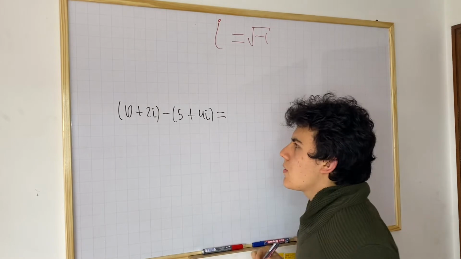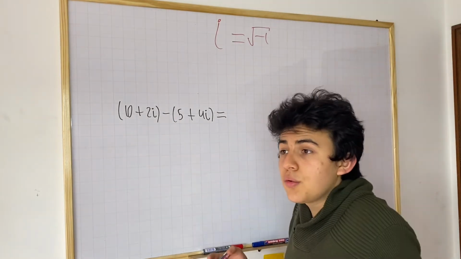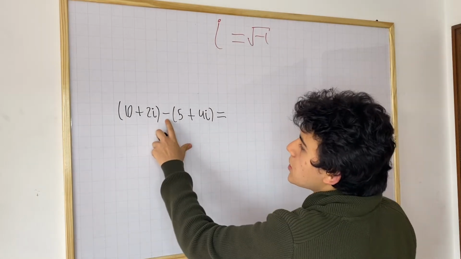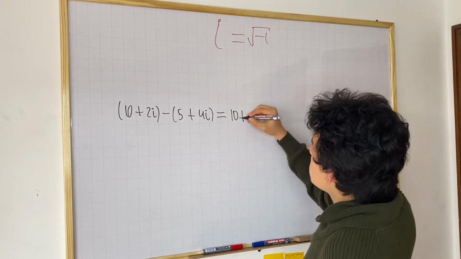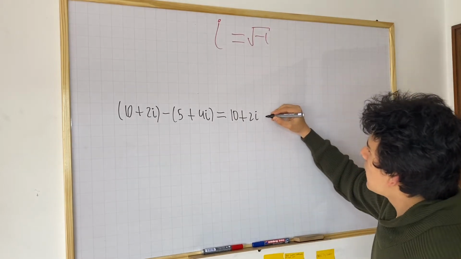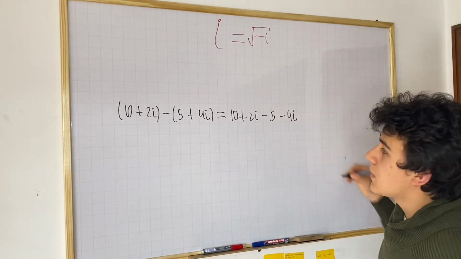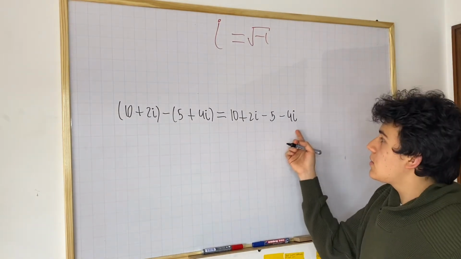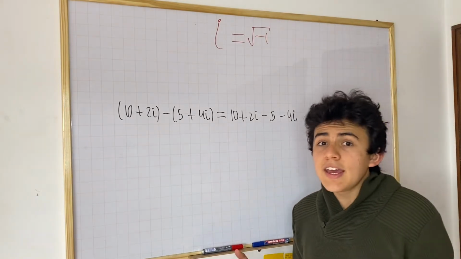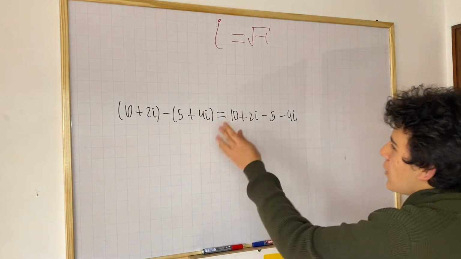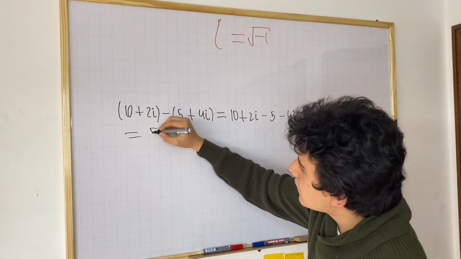Now, what do you do here? Well, first, what you need to do is, just as you would normally do in algebra, multiply the negative sign by the parentheses. So you get, once again, 10 plus 2i minus 5 minus 4i. And now you just simply operate between these terms as you would normally do if i was x, like in algebra. So we know 10 minus 5 would be equal to 5.